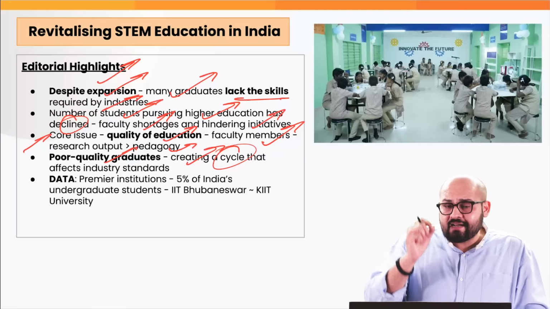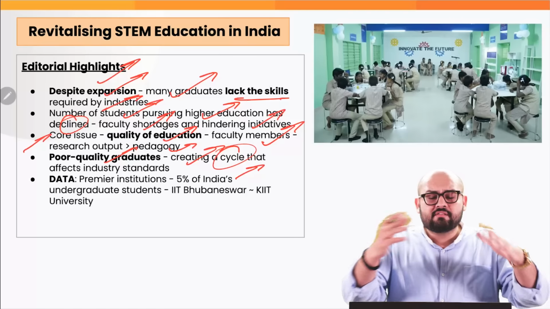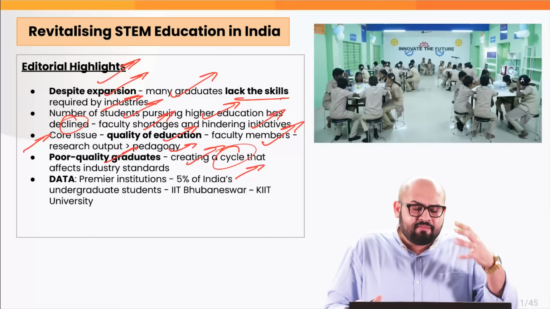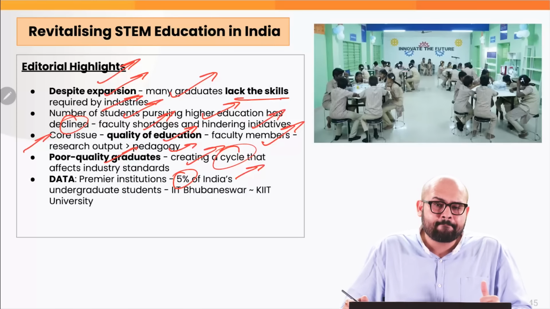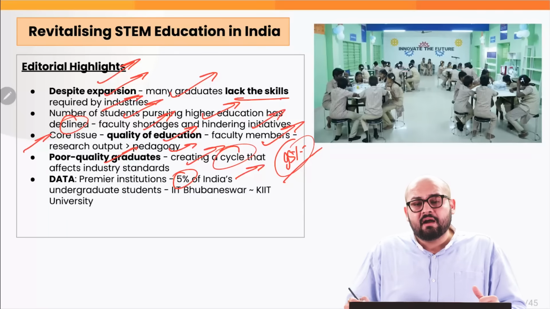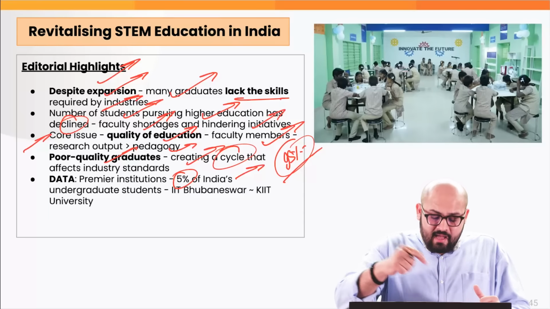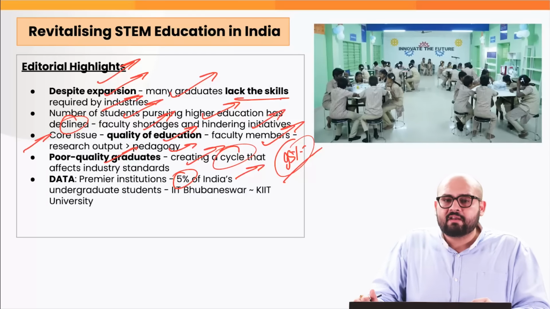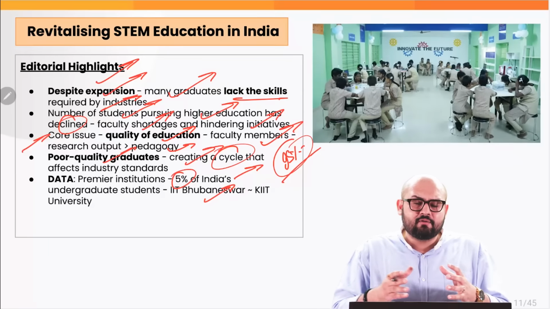Again, the writers have emphasized the data. They say that we have premier institutes, be it the IITs, the NITs, or the triple ITs, and they basically have 5% of India's undergraduate students. So please understand that almost 95% of India's undergraduate students are in colleges which are not as resourceful as these colleges, right? Next, a very good number is provided. It says that we have IIT Bhubaneswar. The writers are trying to make a comparison.